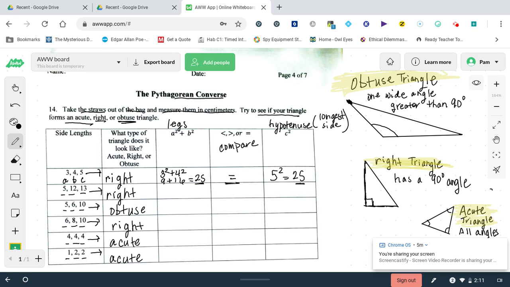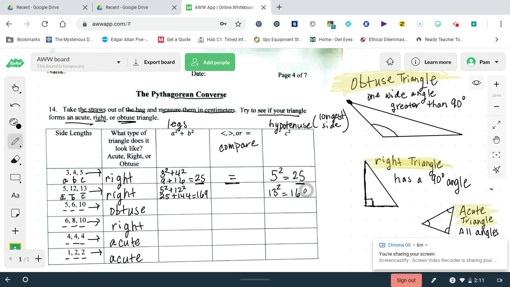All right, fill this in. Here, the two shortest sides are your legs, that's A and B, and the longest side is your hypotenuse. So you're looking at 5 squared plus 12 squared. Well, that's 25 plus 144, which is 169. And then you're going to compare it to C squared. C, in this case, is 13.